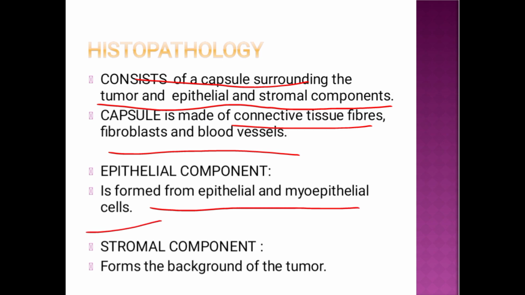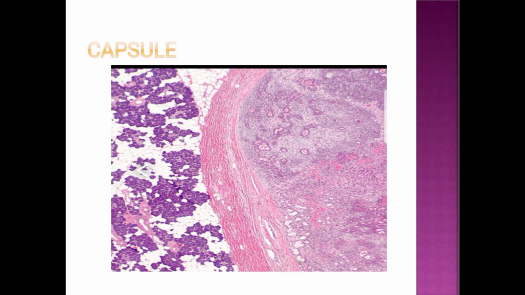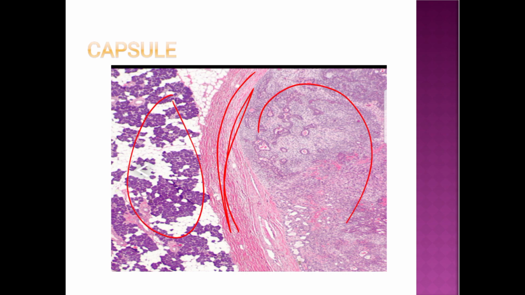In the stromal component, from the background, you will see either myxoid or chondroid, myxoid, etc. Here basically you can see the capsule. This is the capsule. This is basically the stroma present here, and this is the whole tumor which is present here.